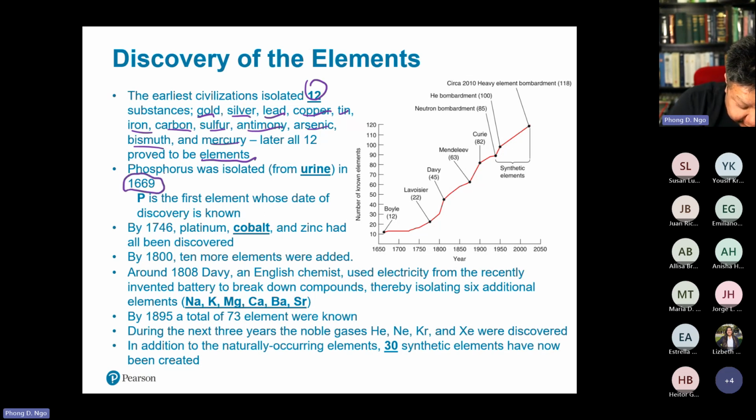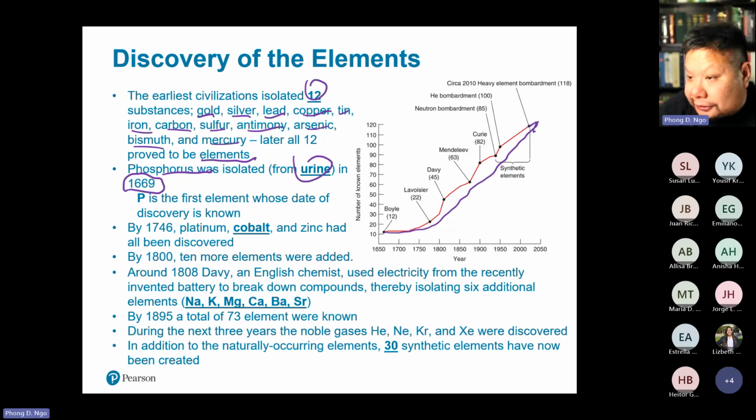And then in 1669, we discovered phosphorus in Europe, okay? After that incident happened, there was this huge uptick in the discovery of elements, right? We discovered phosphorus, then we got cobalt and zinc, right?